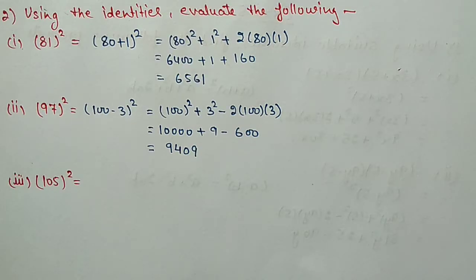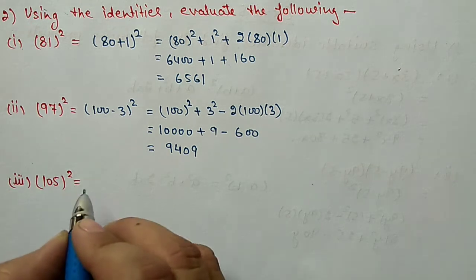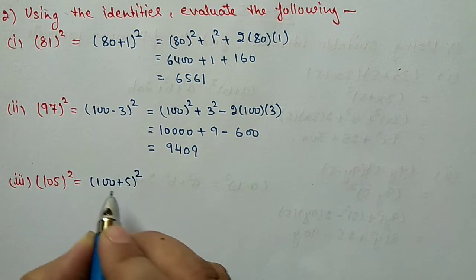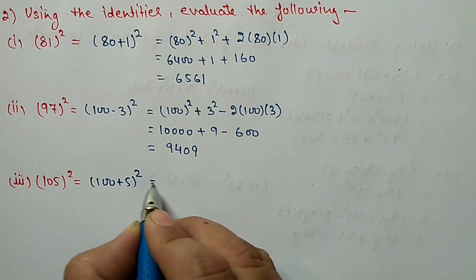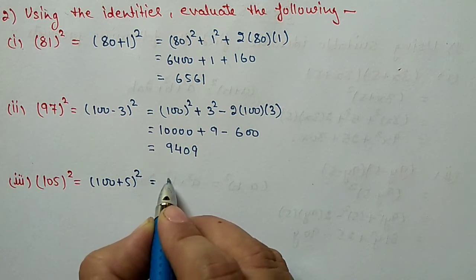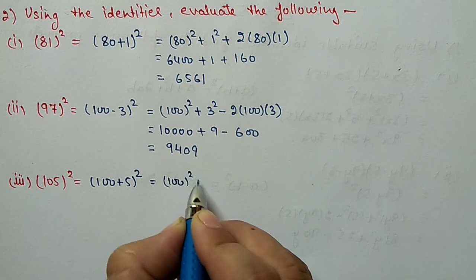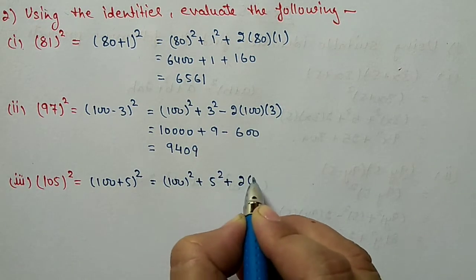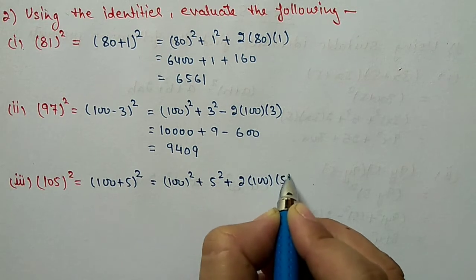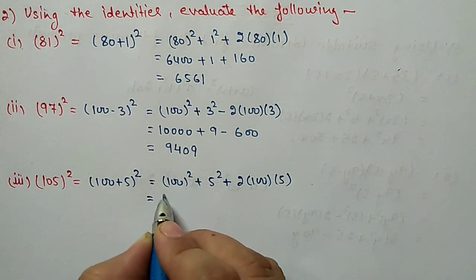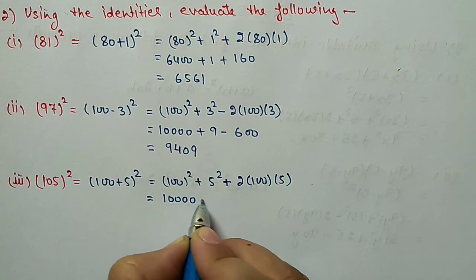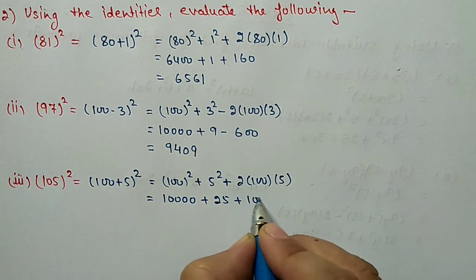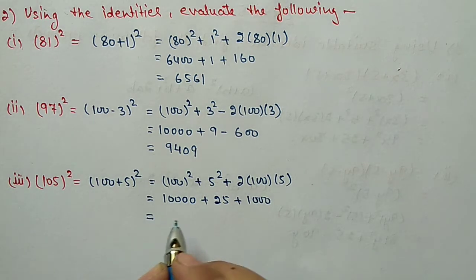Third part we have 105 whole square, which we can split as (100 plus 5) whole square, (a plus b) whole square. Now apply the (a plus b) whole square formula, a square plus b square plus 2ab. 100 square will be 10,000 plus 25 plus 1000, and all these we can add.